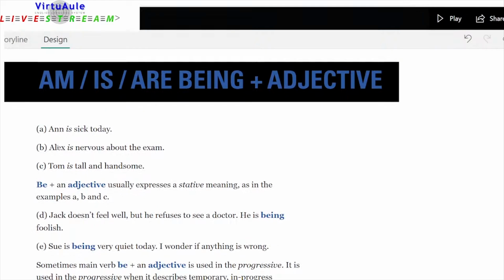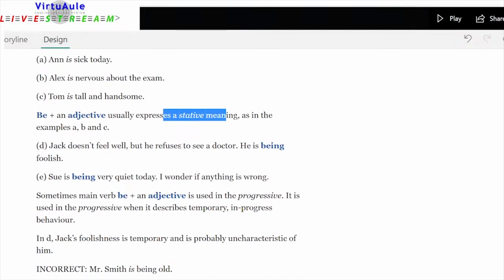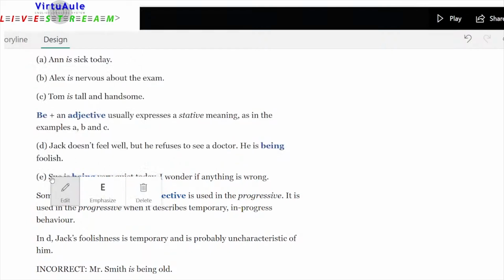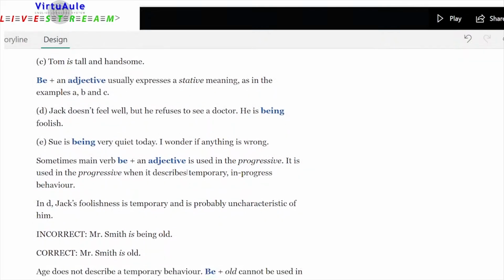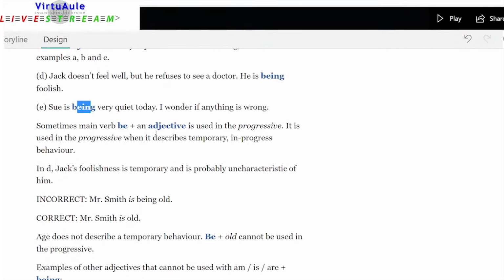Okay, am, is, are, being, and the adjective. A, Anne is sick today. B, Alex is nervous about the exam. C, Tom is tall and handsome. Be plus an adjective expresses a stative meaning. These are all statives. D, Jack doesn't feel well, but he refuses to see a doctor. He is being foolish. Okay, D is different. E, Sue is being quiet today. I wonder if anything is wrong.